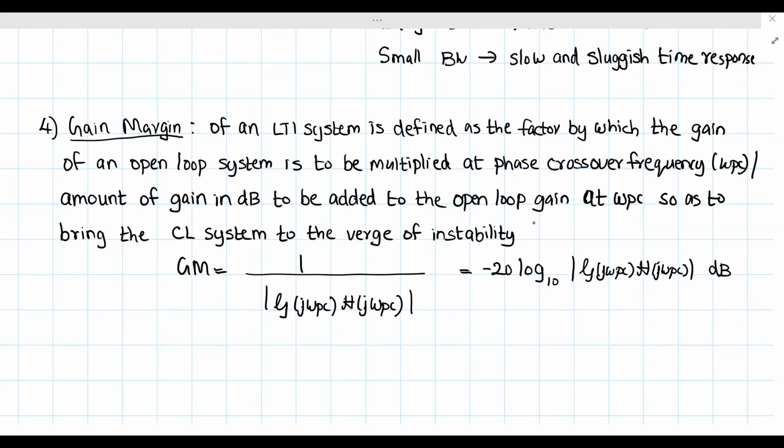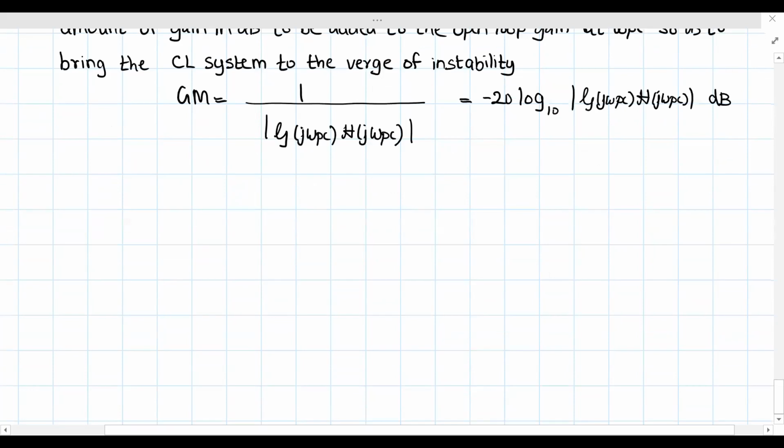So omega pc is the frequency at which angle G(j omega) becomes equal to plus or minus 180 degree, and omega gc or gain crossover frequency is the frequency at which the dB gain becomes equal to 0, or in absolute scale gain is equal to 1. So gain margin is calculated at phase crossover frequency. That's the point here. So when we discuss Bode plot and Nyquist plot, it will be more clear.